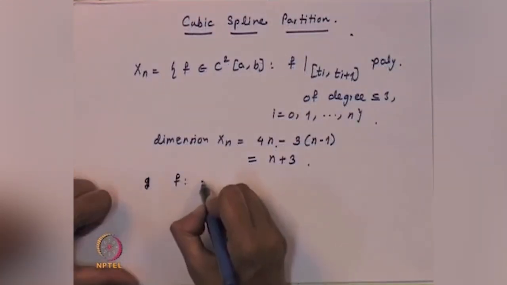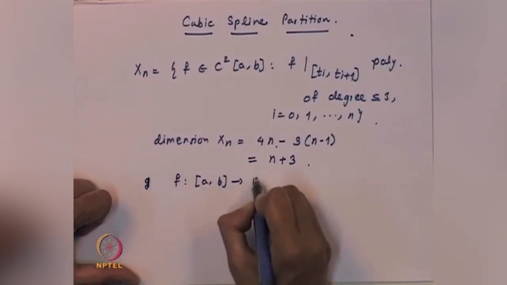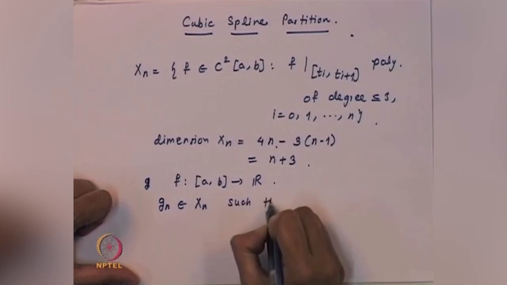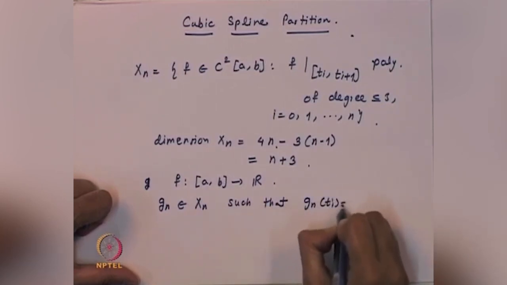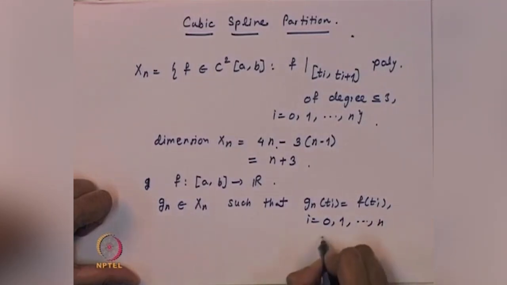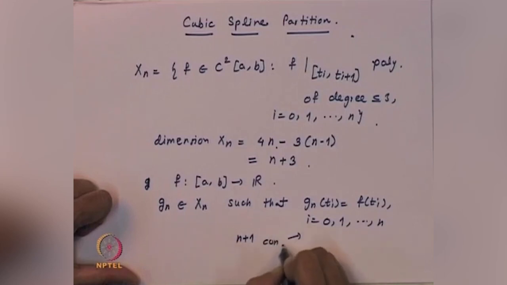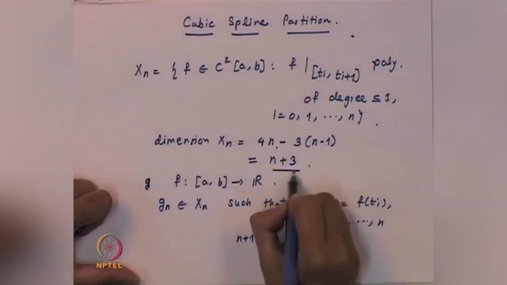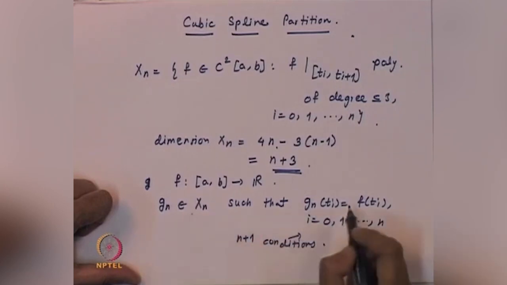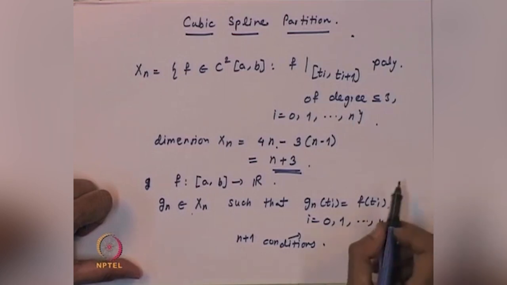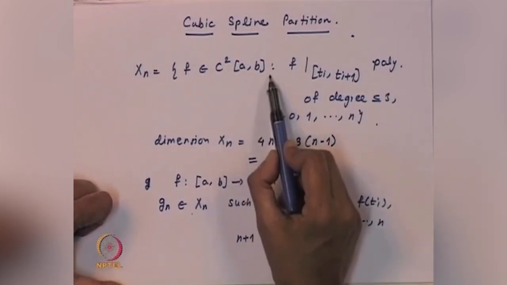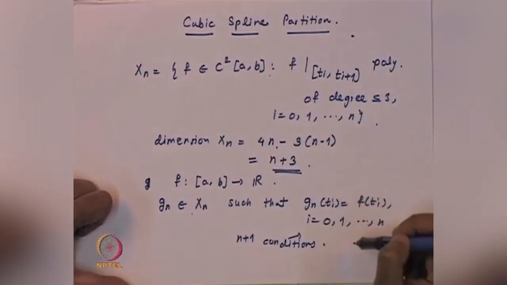Suppose our function f is defined on interval [a, b] to the real line, and look at g n belonging to X n such that g n at t i is equal to f at t i, i equal to 0, 1 up to n. So, these are n plus 1 conditions. The dimension of the space is n plus 3. So, in order to have such a unique interpolating function, we will need to add 2 conditions. Now, these 2 conditions are generally put at the 2 end points, and those are the end conditions. So, we will come to the end conditions a little later.